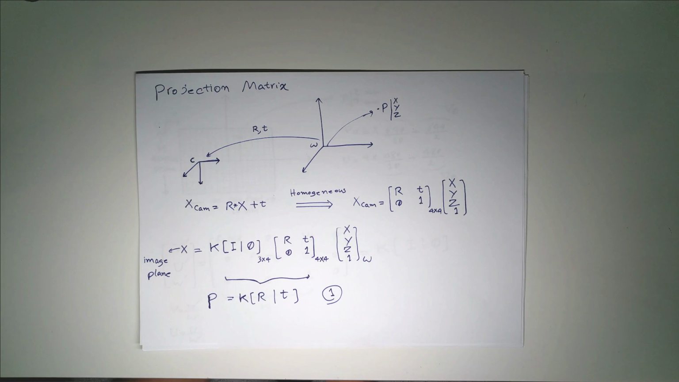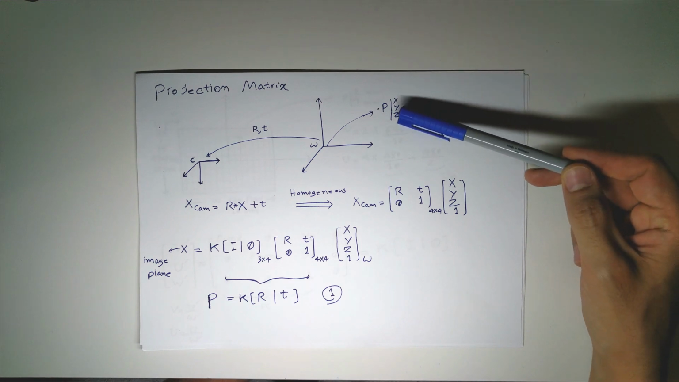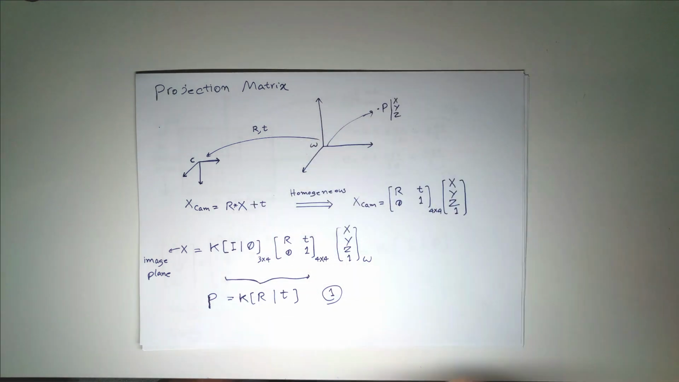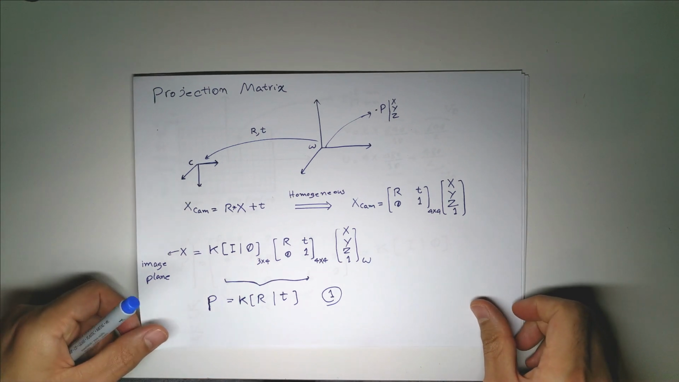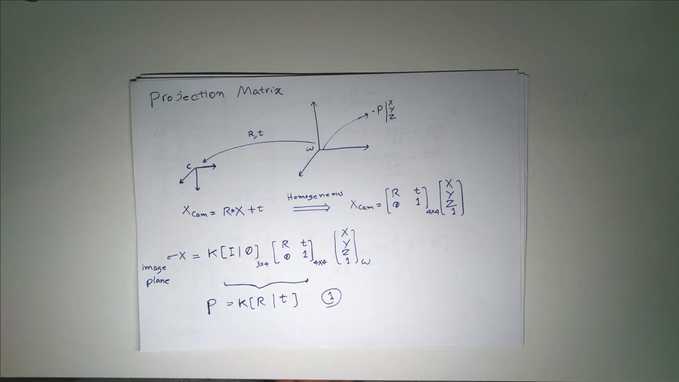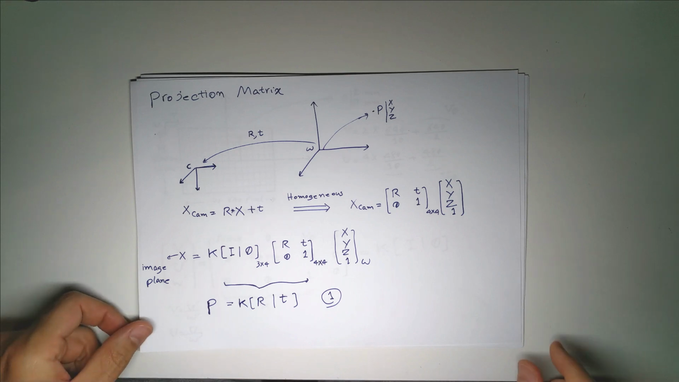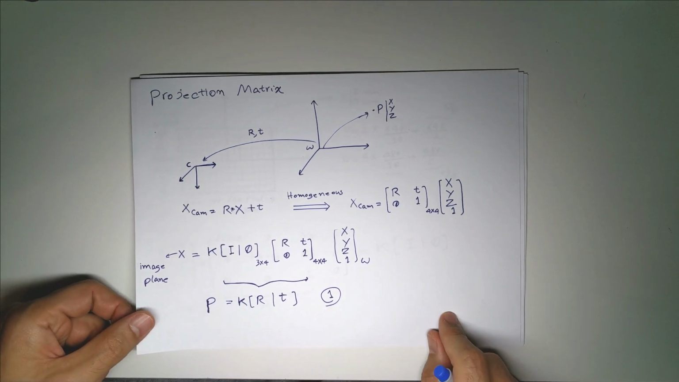This is a matrix that relates any arbitrary point in world coordinates to somewhere in the camera frame. Of course, there's another way of writing this, but I will come back to it in a second. So keep in mind the number 1 here.